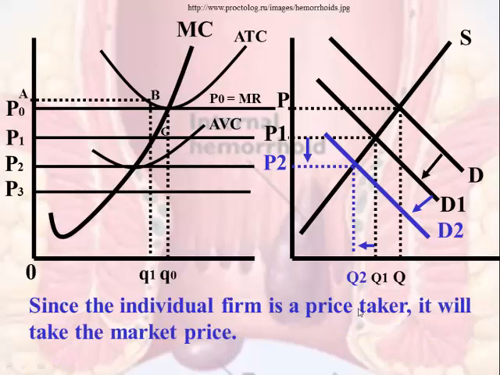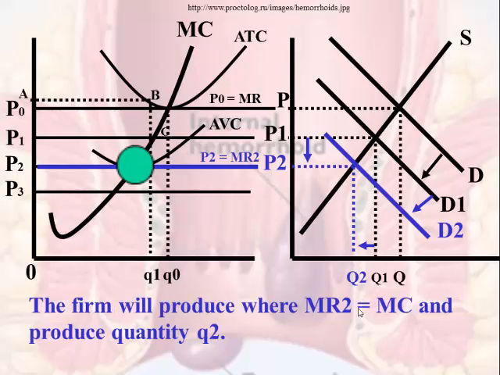Since the individual firm is a price taker, it will take the market price. As it takes the market price, there's a new MR. You find out where MR is equal to MC, and the individual farmer will produce fewer units of output. At that quantity now, we know that the total revenue is 0 P2 D Q2. At this point, it is covering all of its average variable costs.